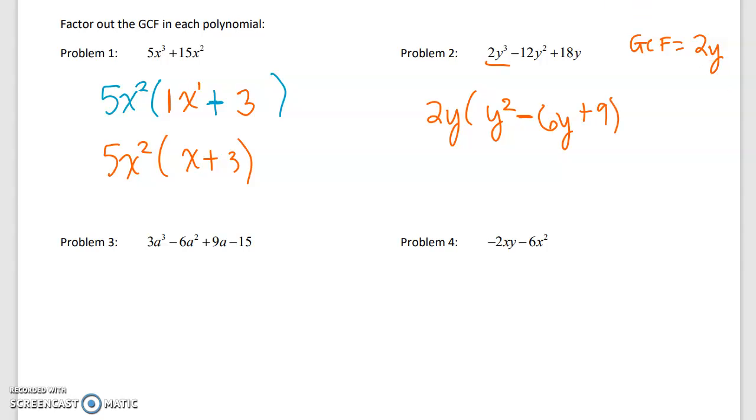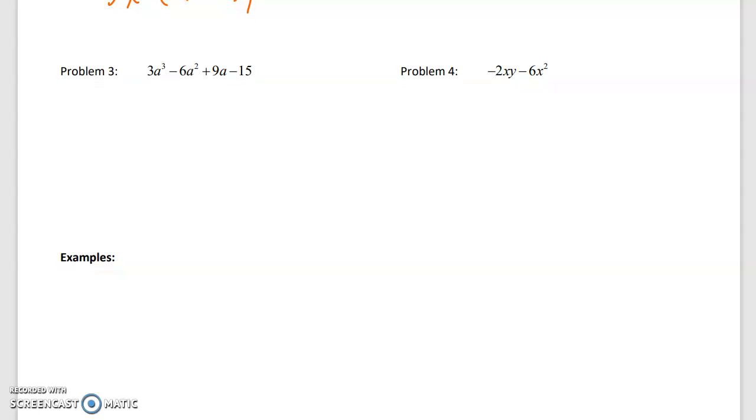Problem 3. This is a polynomial. It has 4 terms. Let's look at each of the terms. 3a cubed, negative 6a squared, plus 9a, minus 15.